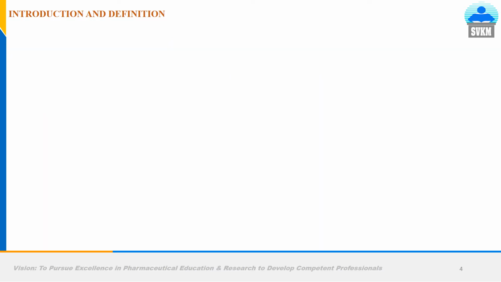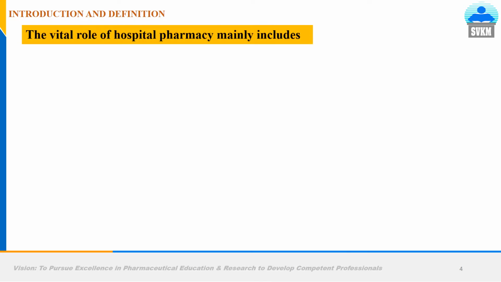The next thing to discuss in introduction and definition is the vital roles, or vital functions, of a hospital pharmacy. There are numerous functions performed by the hospital pharmacy. The first is the supply of medicine, also called dispensing of medicine. It is the responsibility of the hospital pharmacy to provide an uninterrupted supply of medication to every part, whether an inpatient area or an outpatient area, against the proper documentation they receive.